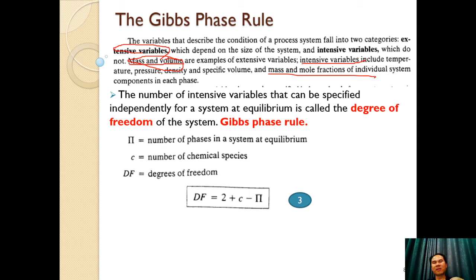So if you talk about the density, pressure, or viscosity of water, with 10 cubic feet of water or 20 cubic feet of water at the same temperature, it is the same density. It does not depend on the size of the system. And also in this case, we will talk about the number of intensive variables that can be specified independently for a system at equilibrium. We call this the degree of freedom. We call this the Gibbs phase rule.